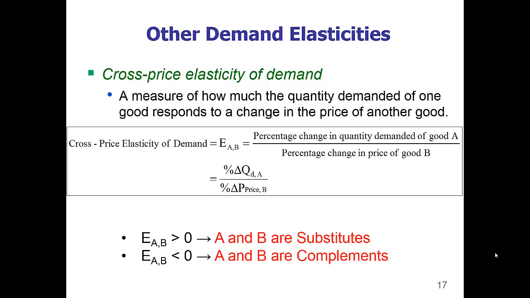In this case, let's take a look at the peanut butter and jelly example. So if good B is peanut butter and good A is jelly, we would expect that this cross-price elasticity would be negative, because when the price of peanut butter increases, we would expect a decrease in the consumption of jelly. Again, the two goods tend to be consumed together. And this also works the opposite way. If the price of peanut butter should decrease, we would expect the numerator, the consumption of jelly, to increase.